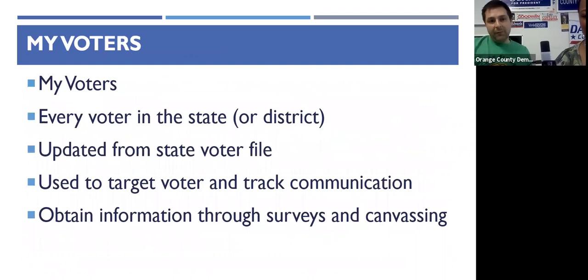So the My Voters section, this again has information about every voter in your state or district or county. So this information is updated from the state voter file, the North Carolina Board of Elections database, and you can use this to target and track voter communications between your canvassers and the voters, and obtain information from the voters through survey and canvassing as well.